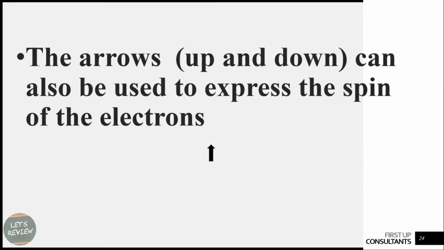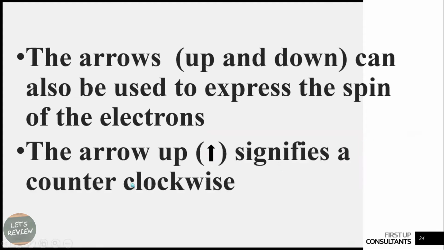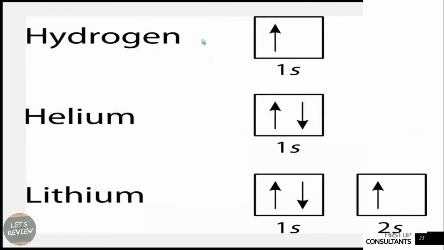The arrows up and down can also be used to express the spin of the electrons. The arrow up signifies counterclockwise, and of course the other one, arrow down, is for the clockwise. So if we're going to detect the spin of the electron in hydrogen, it's counterclockwise. In helium, you will see they are paired, diamagnetic, and in lithium, paramagnetic. And there is one here without any pair.